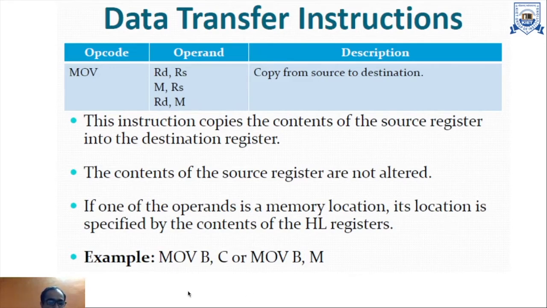So let's take an example. The example is MOV B comma C. So C is the source, B is the destination. So data from the C register will be copied to B. And in the second example, you can see that it is MOV B comma M. So M is the memory location, and whatever M has will be copied to B.